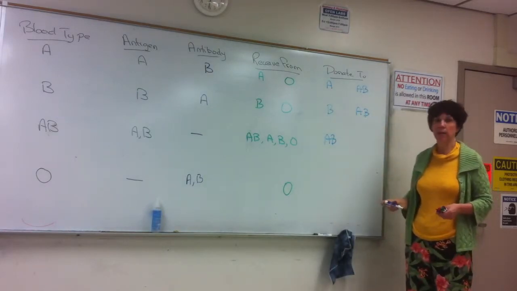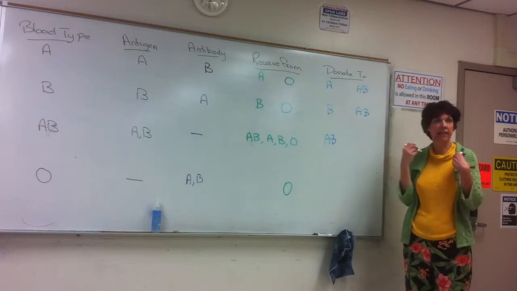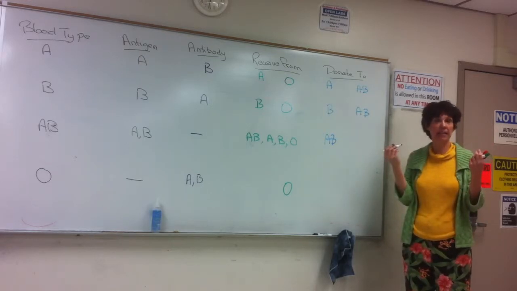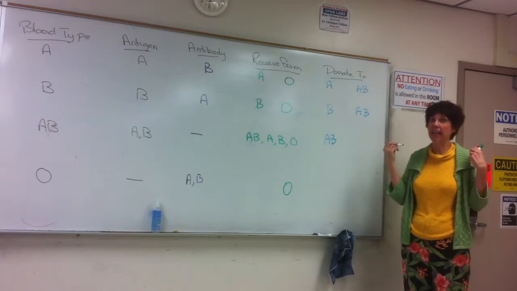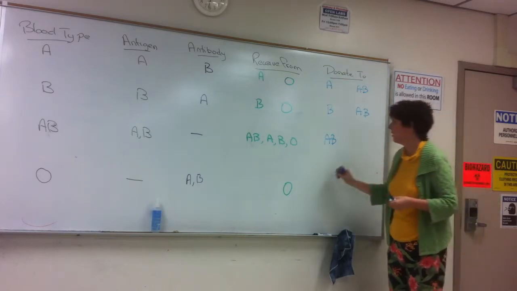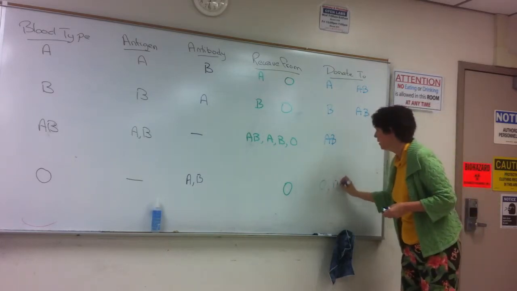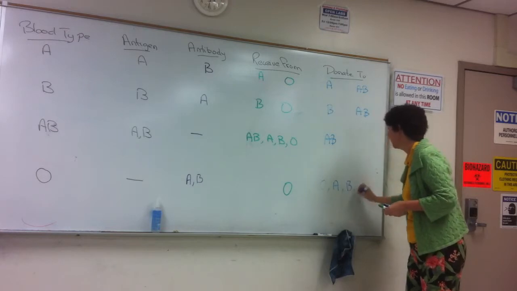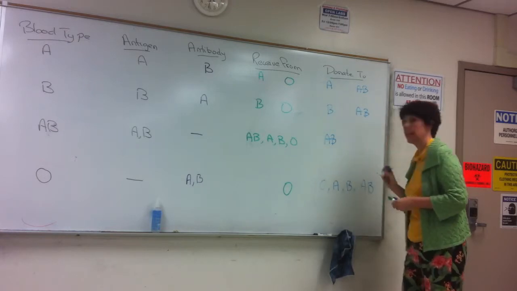Now what about if I'm O? I don't have any antigens. So nobody's going to have antibodies against me. I'll have all the antibodies, but again, in the worst case scenario, they will get diluted out, all right? So I can donate to myself, to A, B, and to AB.